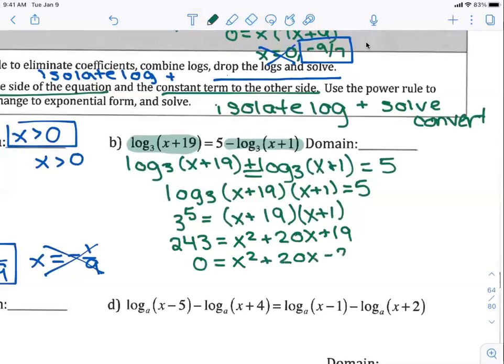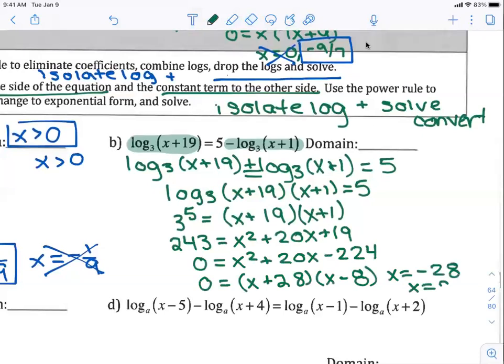That's going to get me minus 224. And then I'm going to factor it. Two numbers that multiply to negative 224 and add to 20 are positive 28 and negative 8. You probably have to use a calculator for that, which is fine, just to try different multiples. And those are your two x's.